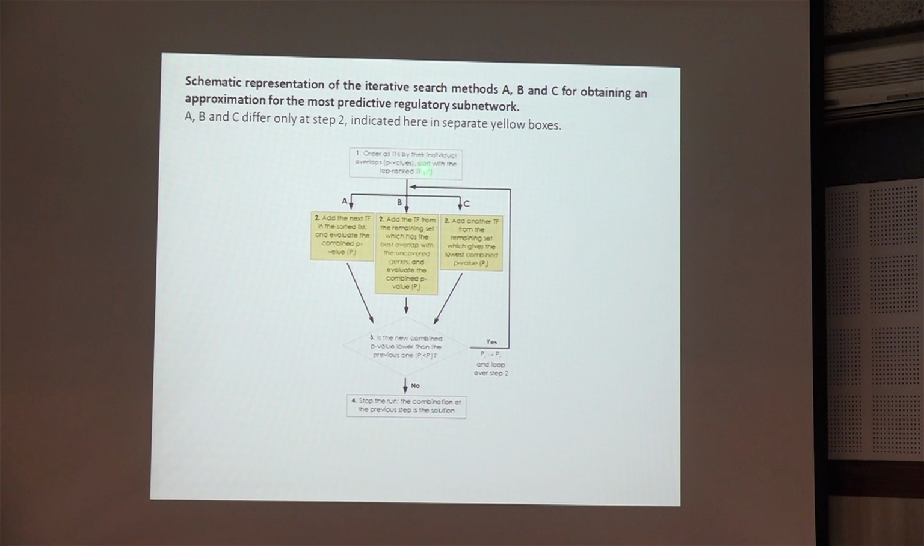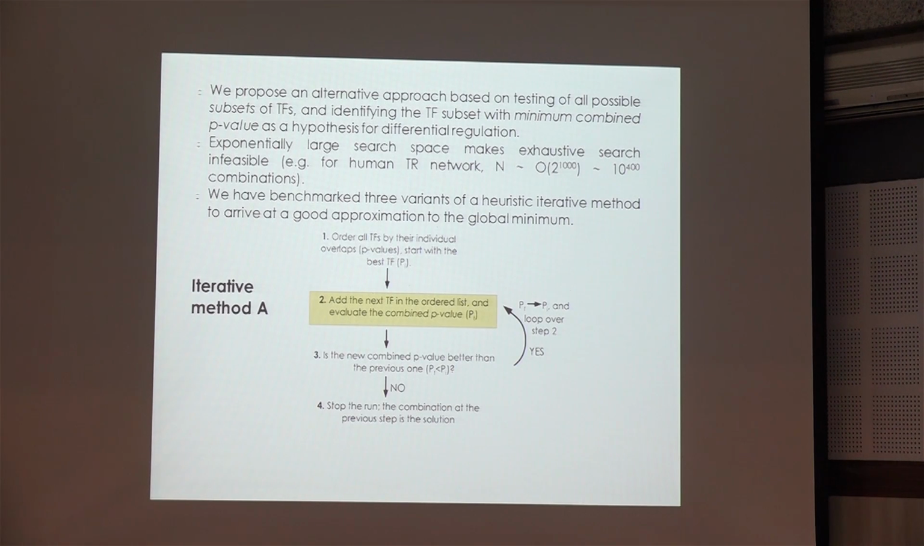In the first step, we order all the transcription factors by their individual overlaps, what I showed you in the Venn diagram earlier, calculating Fisher's exact test and a p-value. If the p-value is less than 0.05, we say that this list may be significant, and we order all of them by their p-values. Next, we actually perform 3 different methods. I will very briefly describe them, and we'll compare them.